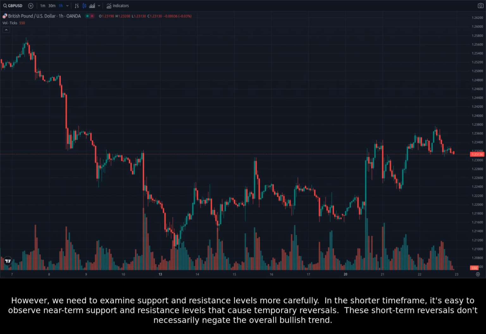However, we need to examine support and resistance levels more carefully. In the shorter time frame, it's easy to observe near-term support and resistance levels that cause temporary reversals. These short-term reversals don't necessarily negate the overall bullish trend.